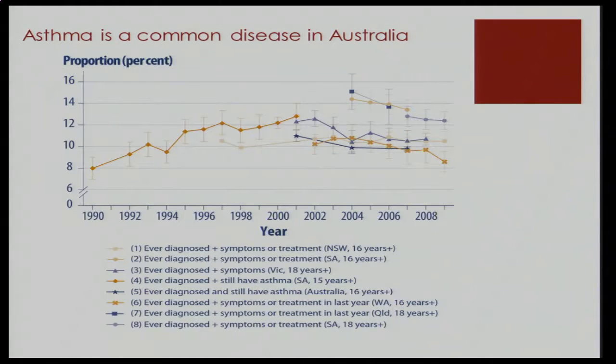The prevalence of asthma has changed over time. It increased quite a lot in the 1980s, 1990s, but then it's plateaued over the last few years and maybe tailed off a little bit recently.